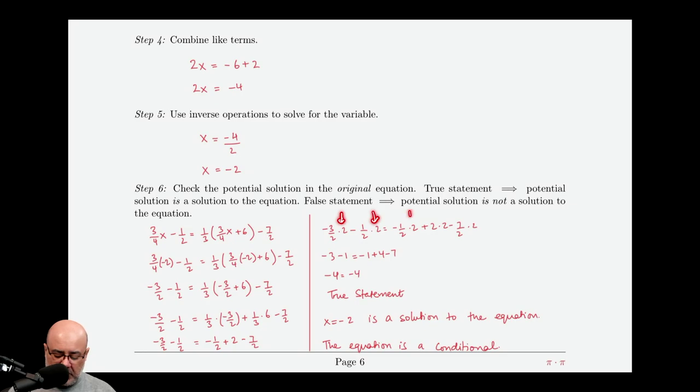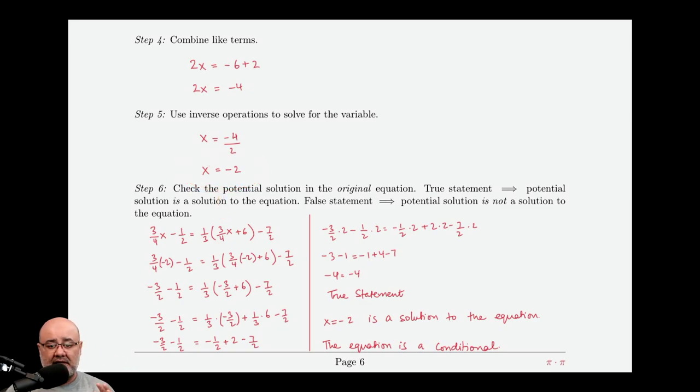Times 2, times 2, times 2, times 2, times 2. Notice again, even though this is not a fraction, I still have to multiply each term by the LCD, not just the ones that have fractions in them. And the benefit of doing this, cancel, cancel, cancel, cancel. So we're just left with negative 3 minus 1, which is negative 4, and negative 1 plus 4, which is 3. 3 minus 7 is negative 4. There we go. So we get a true statement when we take our potential solution, x equals negative 2, and we drop it into our equation.